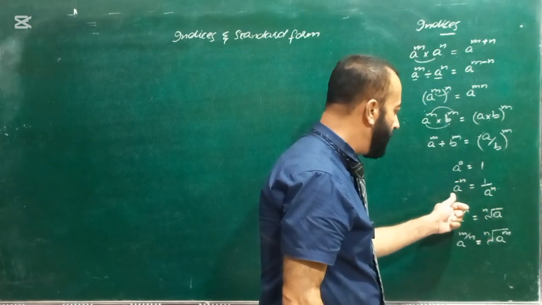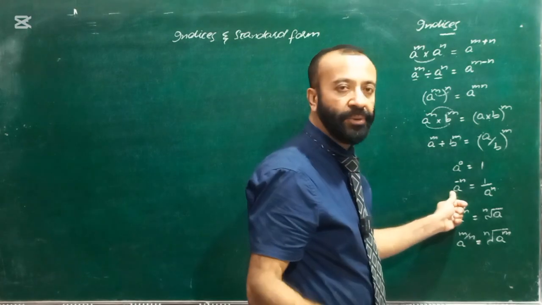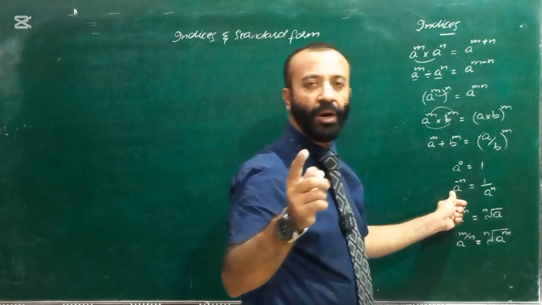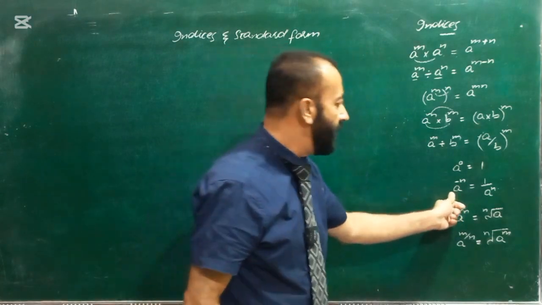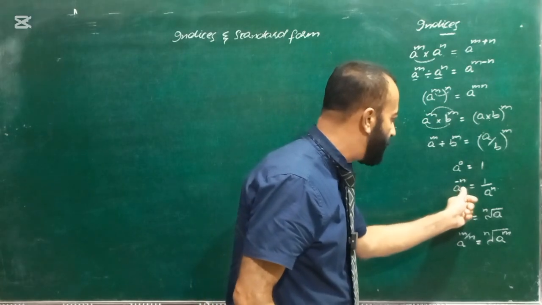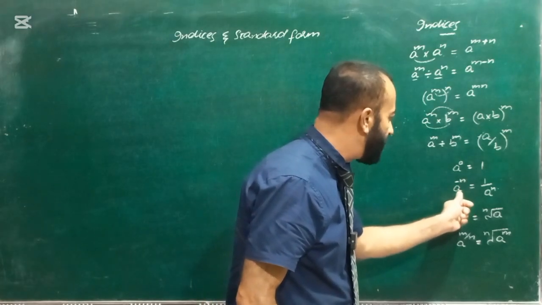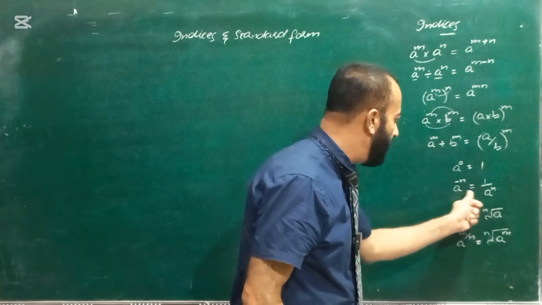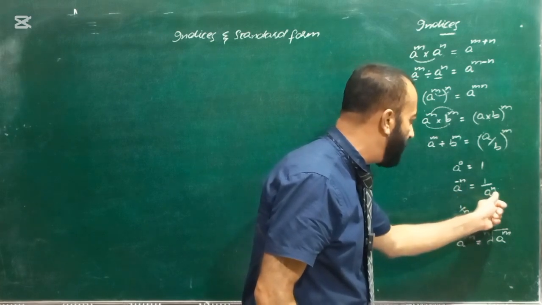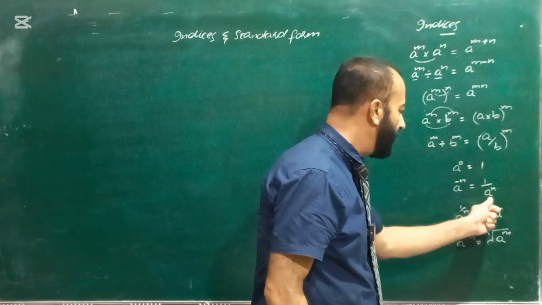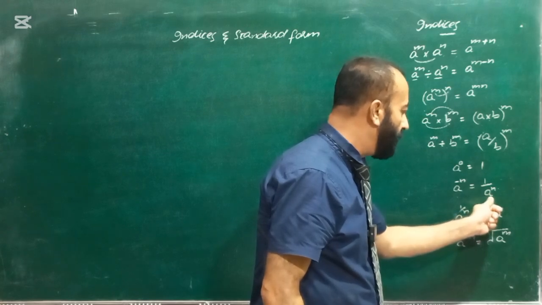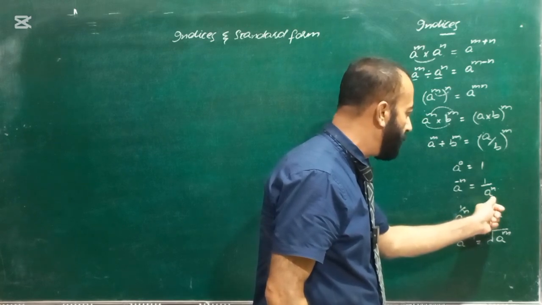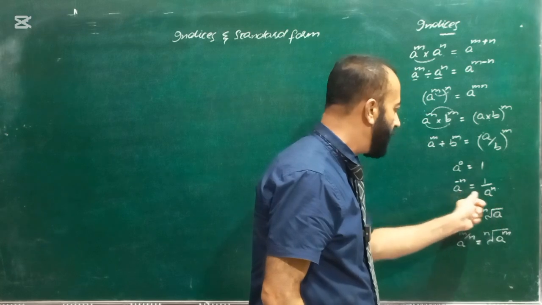The next rule is if a value is going from numerator to denominator or from denominator to numerator, the power sign will be changed. So if the value given is a raised to power minus n, when it goes to the denominator, the power sign will be changed, so it will become plus n. The vice versa is here. If the value goes from denominator to numerator, the power sign will be changed.